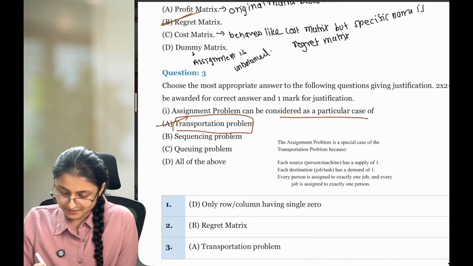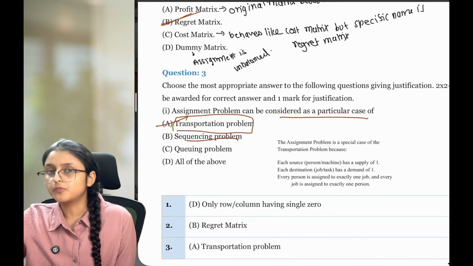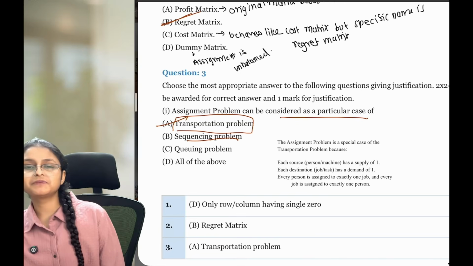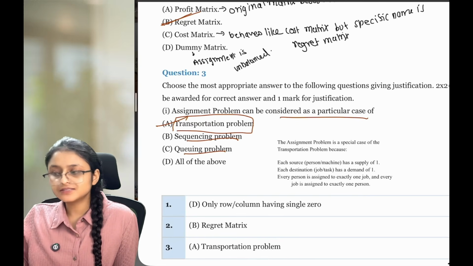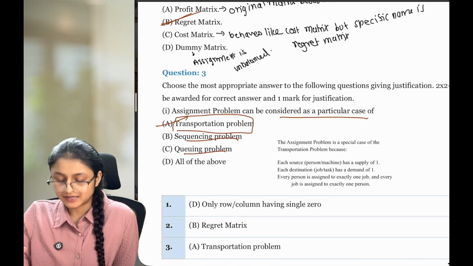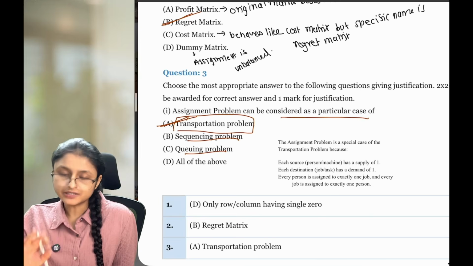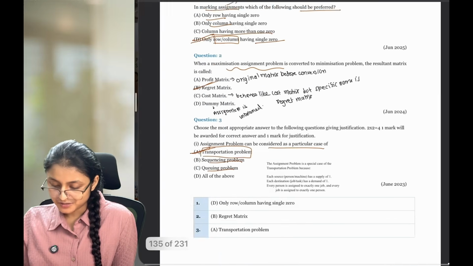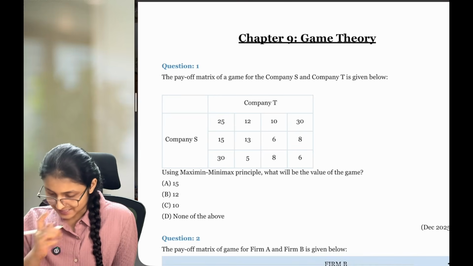Okay? Next, sequencing problem. Sequencing problem is what? Sequencing the job. Which job will be performed first, which job will be performed second. That we don't do in assignment problem. And queuing is the queue which our customers are creating. That also is not done in assignment problem. Assignment is a special case of transportation problem only. And with this, your chapter number 8 is also done. Now we are moving forward to the chapter number 9, game theory.